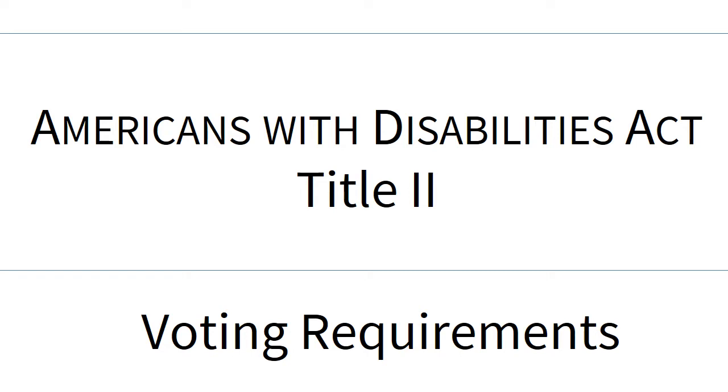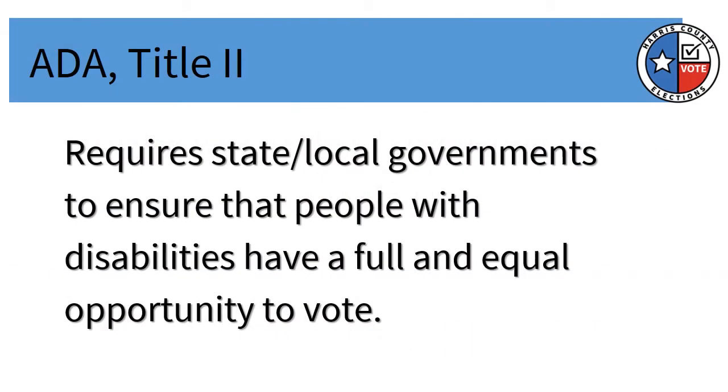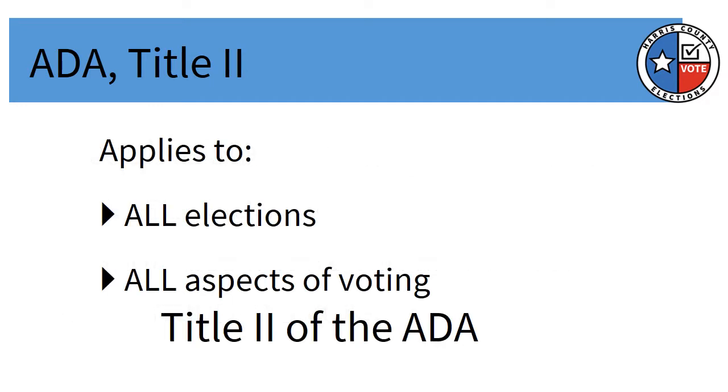Now we will discuss voter assistance and reasonable modifications under Title II of the ADA. As mentioned earlier, Title II of the ADA requires state and local governments to ensure that people with disabilities have a full and equal opportunity to vote independently and confidentially. The requirements of Title II apply to all elections, including federal, state, and local elections, and all aspects of voting, from voter registration to the casting of ballots.